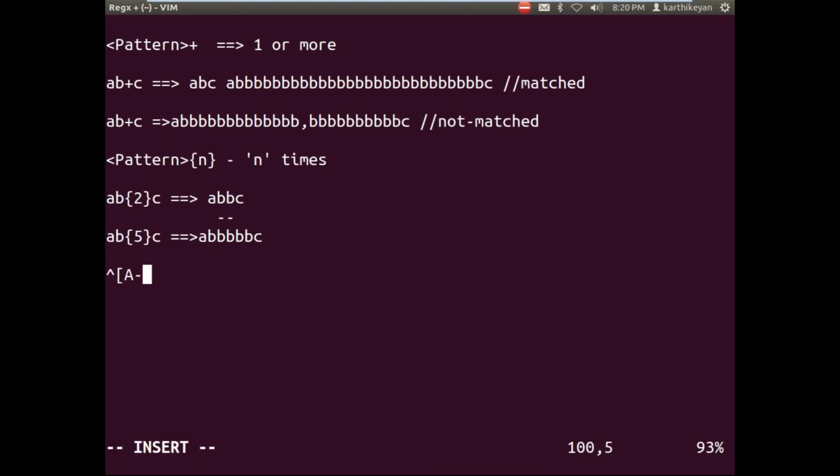Line starts with any uppercase character followed by any digit repeated 3 times, ends with a lowercase character. See the pattern: the line starts with a single uppercase character followed by digits, the digits repeated 3 times, and ends with a lowercase character.